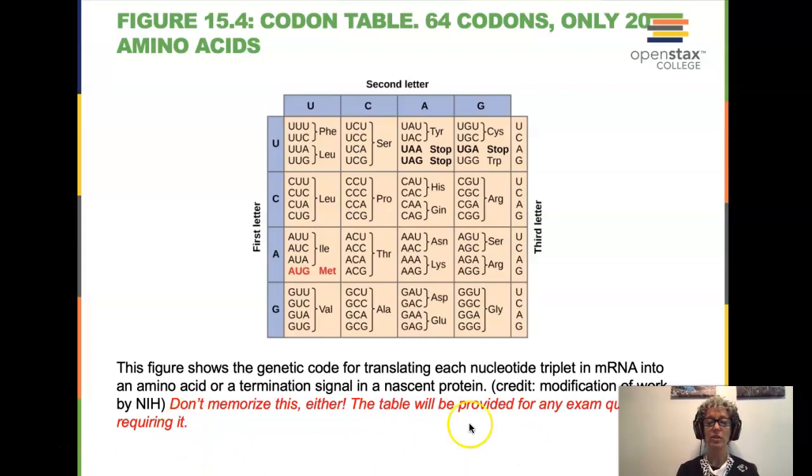And that reminder that this table will be provided so that if you need to use that on the exam, I certainly don't have all 64 codons memorized, and I wouldn't expect you to have them memorized, but I would expect you to be able to use this table.